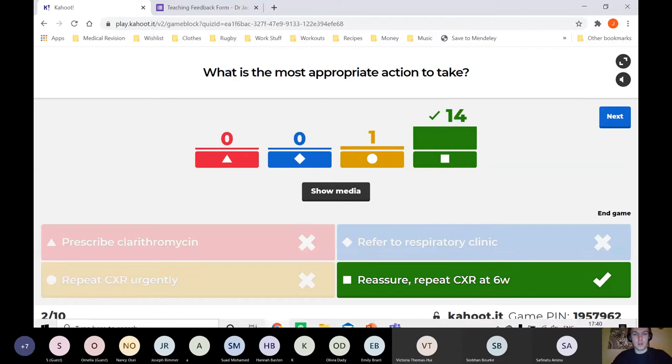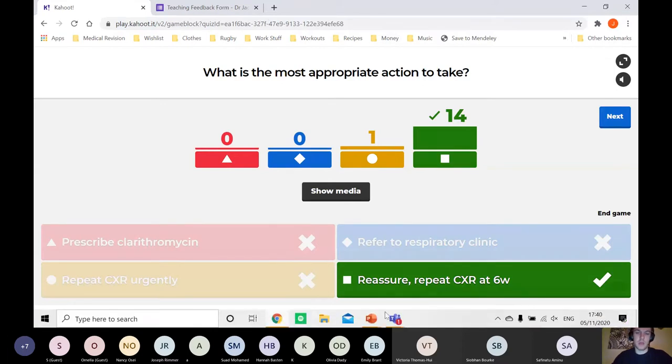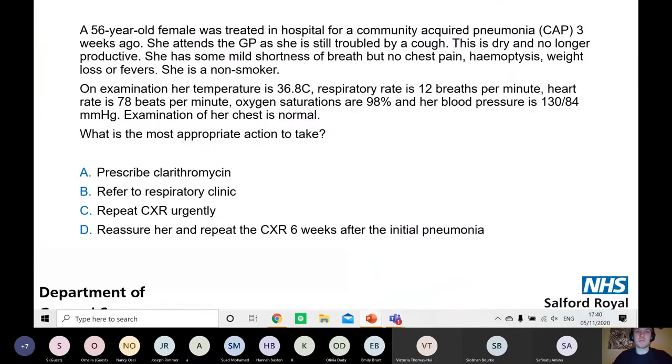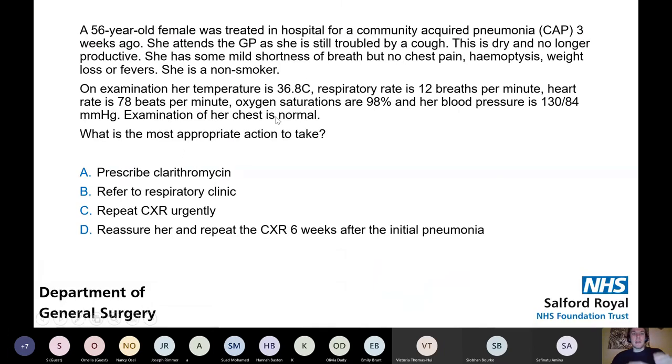So the reason that we're going to reassure her is, on paper, there is very little wrong with her. She's still having symptoms, but I think in GP, if you saw somebody that had all of these things, if their temperature was normal, respiratory rate was normal, heart rate, oxygen saturations, blood pressure, all of the things that we use to check if somebody's ill in hospital, they're all absolutely fine. The examination of her chest is normal.